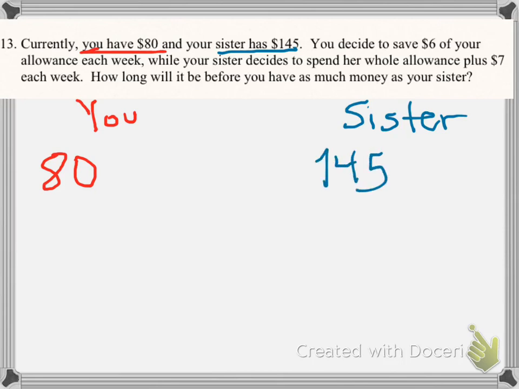Then it says that you decide to save $6 of your allowance each week. So that's you. So it says you're going to save $6 each week. So we know that if I'm saving money, I'm adding on to it. So that means I'm going to add a 6. But since I don't know how many weeks I'm doing this, I'm going to put a variable. So I'll use W for weeks. So we'll just say that W equals weeks. There you go.